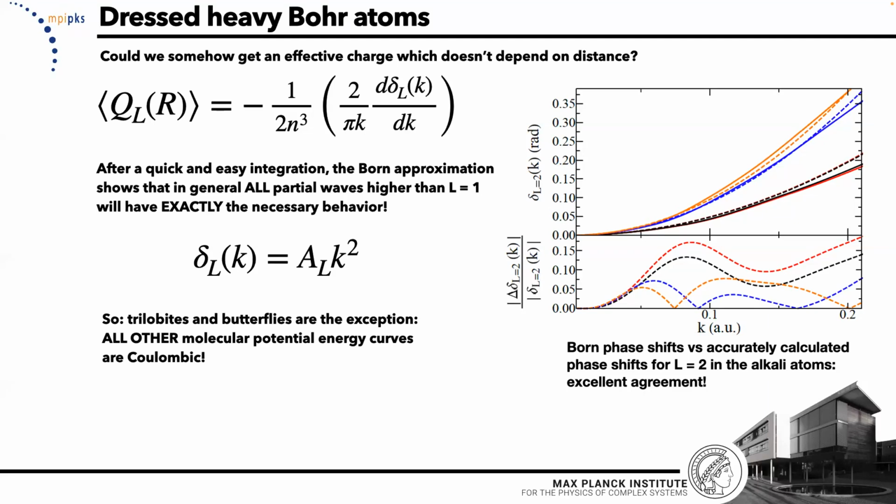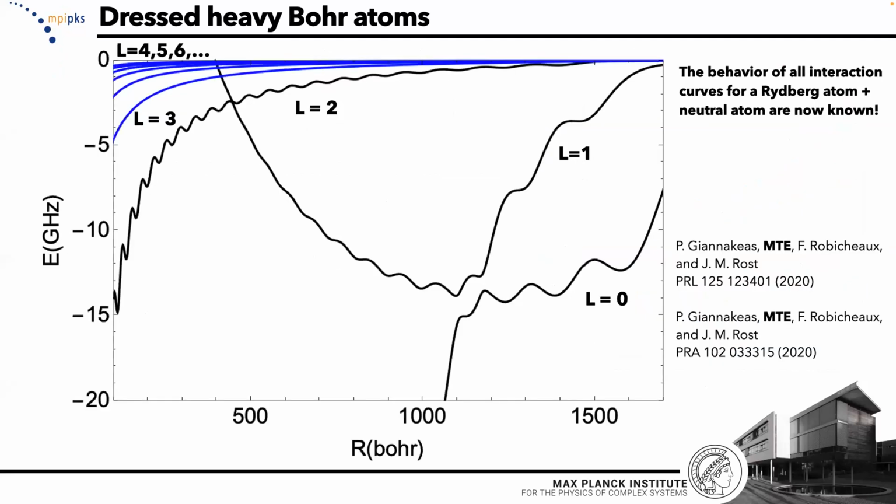And actually for all higher scattering partial waves, you get an effective Coulomb type interaction between the ground state atom and the Rydberg atom. And if you don't believe the Born approximation, then you can check out these exact calculations using a 2-electron model to confirm it. So here's the summary for including higher partial waves. You have your trilobite curve, butterfly curve, and then essentially for all higher partial waves, you have these Coulomb-like shapes.